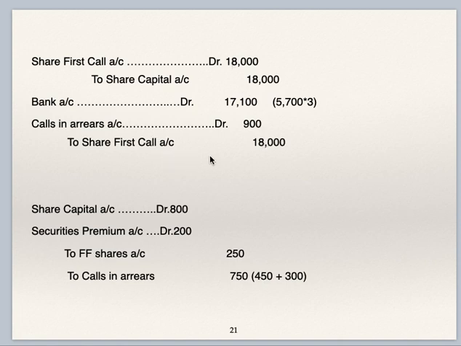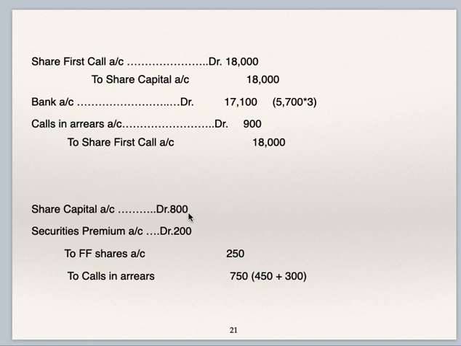After first call and before final call, they have forfeited 100 shares on which D has not paid allotment and first call money. Share capital account debit 800. What is the amount they have called up? Application, allotment and first call. They have not made final call.